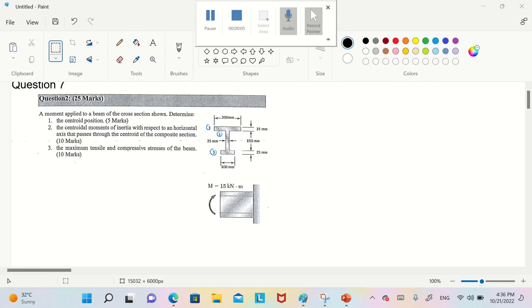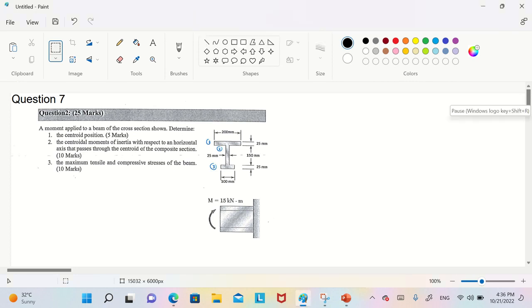In this video, inshallah, I'm gonna explain how to answer question 7. The question says a moment is applied to a beam of the cross section. We should determine the centroid position and the centroidal moment of inertia with respect to a horizontal axis that passes through the centroid of the composite section, and the maximum tensile and compressive stresses of the beam.